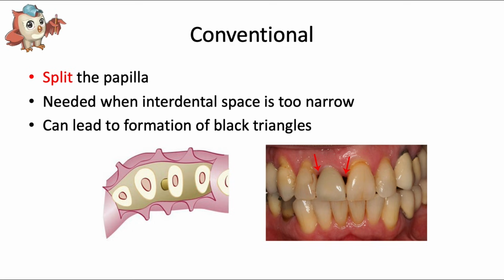Conventional flaps. This is where the papilla is split between two adjacent teeth, allowing the reflection of both a buccal and a lingual flap. It's indicated when the interdental space is too narrow to try to save the papilla, or when you just need that extra amount of reflection. The downside to this design is it can lead to the formation of black triangles, these little spaces between the papilla and the interproximal contact. Specific examples of this type of flap include the modified Widman flap and apically positioned flaps, but we'll get into those a bit more later.